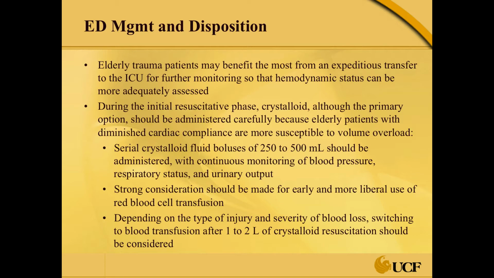Serial crystalloid fluid boluses starting at about 250 up to 500 cc's can be given, looking at blood pressure, respiratory status, and urinary output, making sure we're not overloading them. Strong consideration should be given for red blood cell transfusions, depending on the type of injury and severity of blood loss. Switching to blood transfusion after 1 or 2 liters of crystalloid should also be considered.